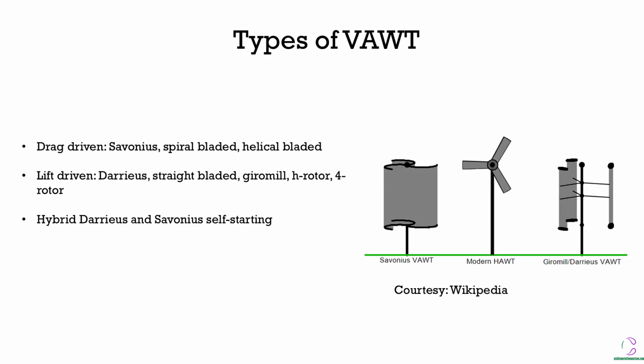For vertical axis wind turbines, you have the drag driven, the lift driven, and the hybrid types. For the drag driven, you have the Savonius, which can be modified into the spiral bladed and the helical bladed. For the lift driven, you have the Darrieus, and other options could be the straight bladed, the Giromill, the H rotor, or the 4 rotor. In this image, you can see a Darrieus VAWT, which is a 3-bladed, straight bladed vertical axis wind turbine. Then you have the hybrid Darrieus and Savonius self-starting wind turbine.